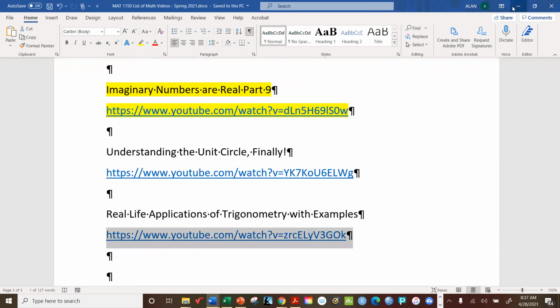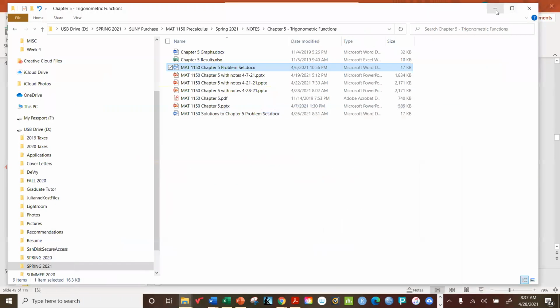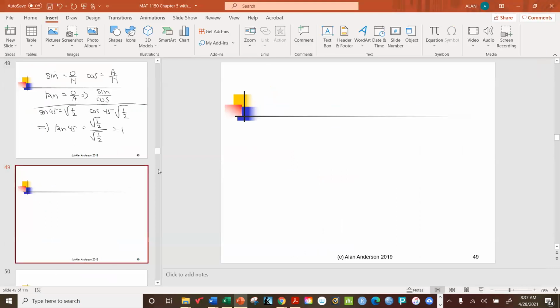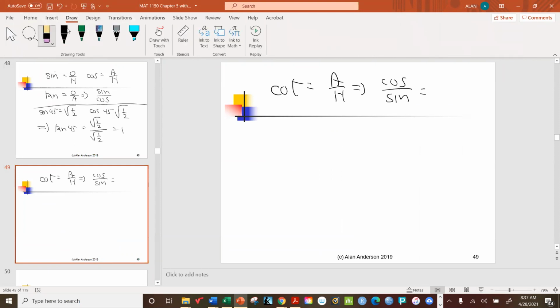We've got some videos to help out too. So let's get back to this. As I was starting to say, because the cotangent is adjacent over hypotenuse, that implies that it's just equal to the cosine over the sine. And so for 45 degrees, as you saw, they happen to equal each other. And of course, that would be radical 1/2 over radical 1/2, which is 1.